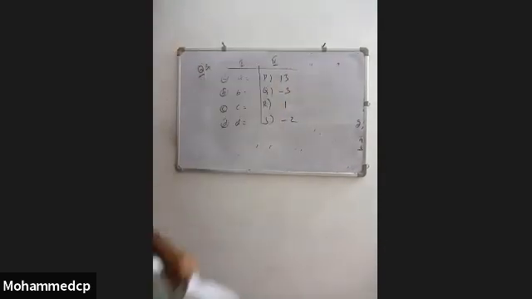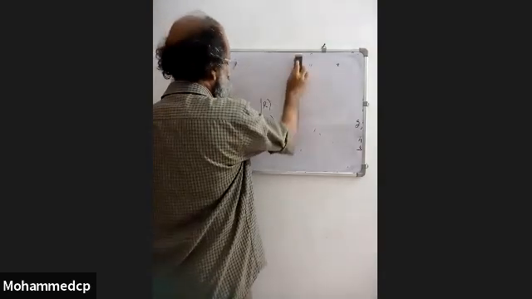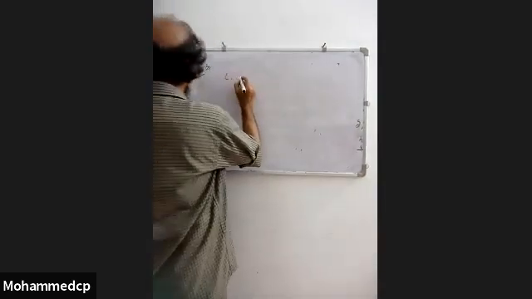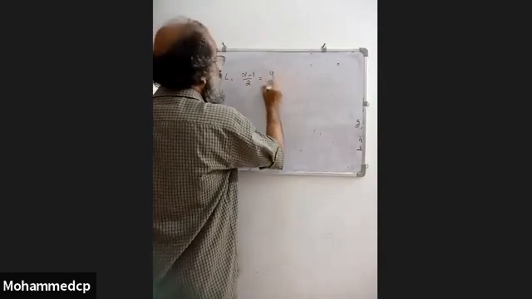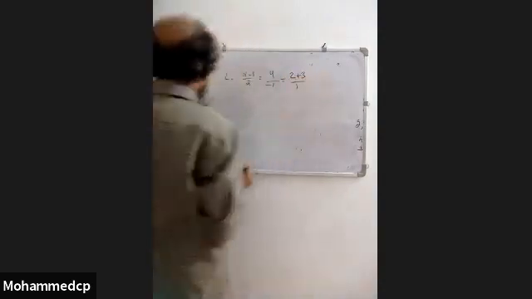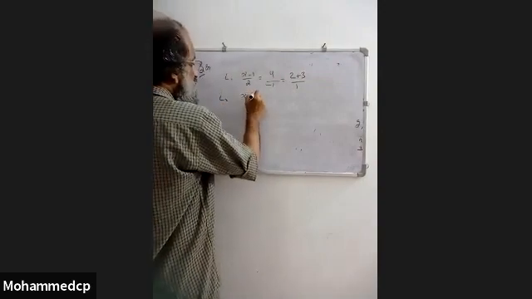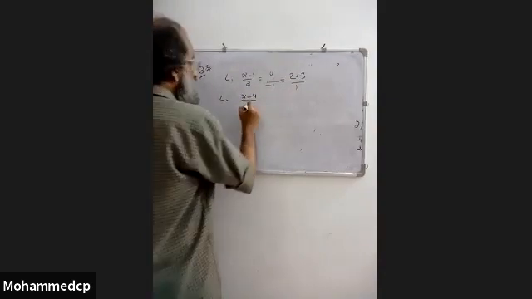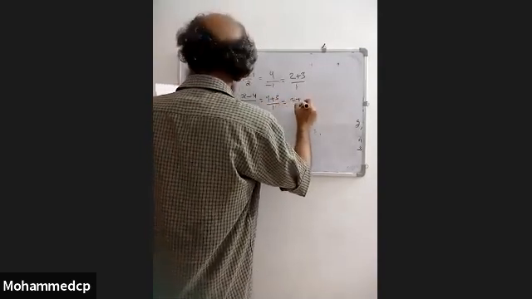Don't worry about this matching. Once we know what A, B, C, and D are, then we can match it clearly. The first line L1 equal to x minus 1 by 2 equal to y by minus 1 equal to z plus 3 by 1. The second line is x minus 4 by 1 equal to y plus 3 by 1 equal to z plus 3 by 2. The presence of mind is important.